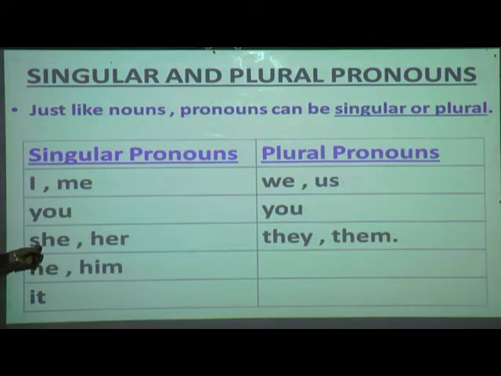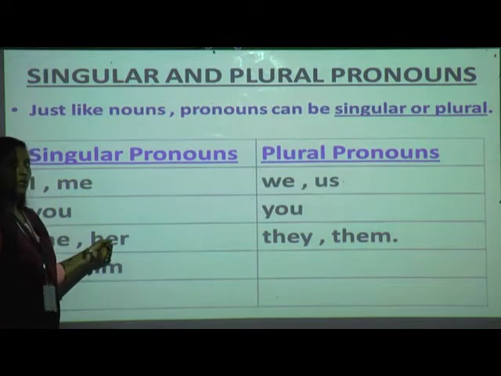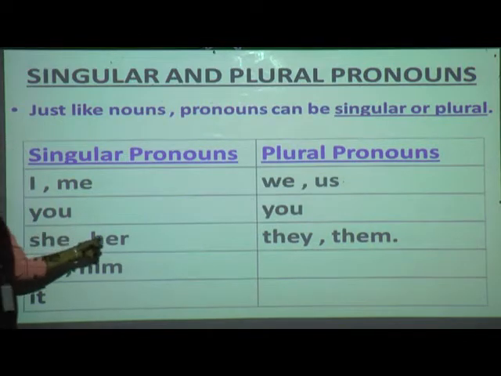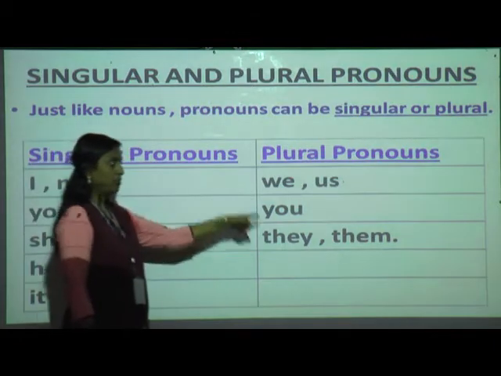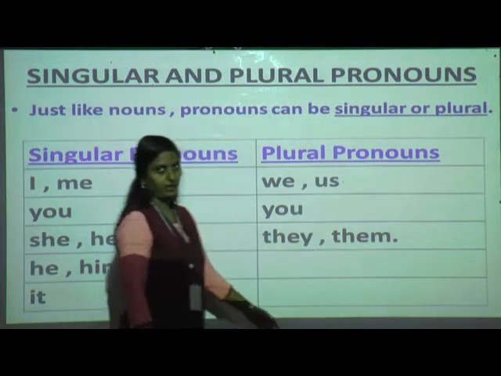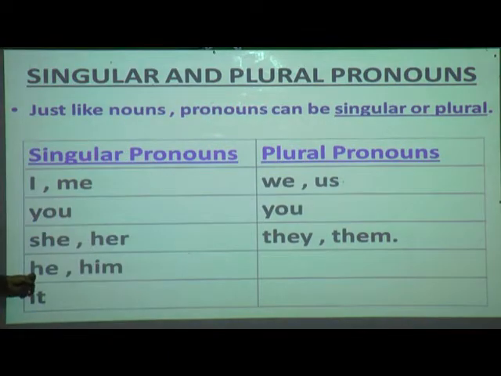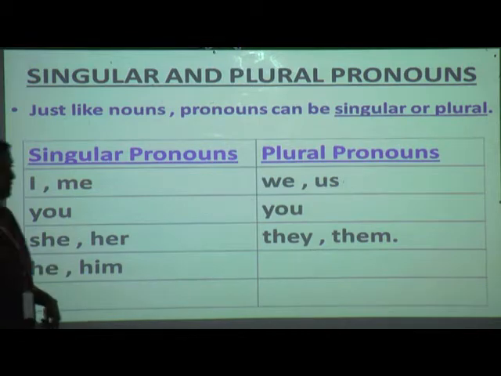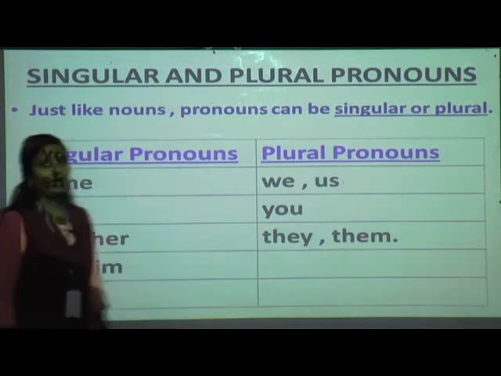Now next, she, her. So this is a singular pronoun. She and her, what person is it, students? Yes, it is the third person. And if it is a plural pronoun, we are going to use the words they and them. Now he, him, it. Here there are five singular words: she, her, he, him and it. And if it is a plural pronoun, we are going to use they and them.